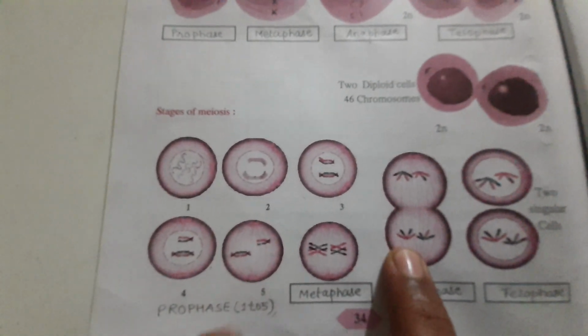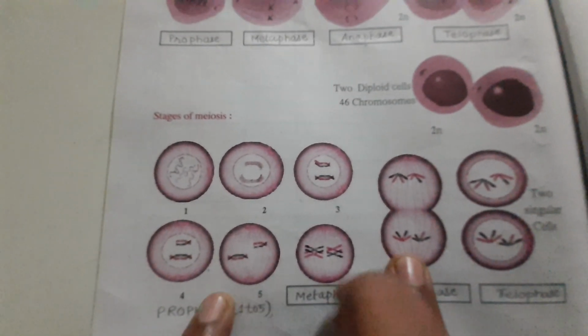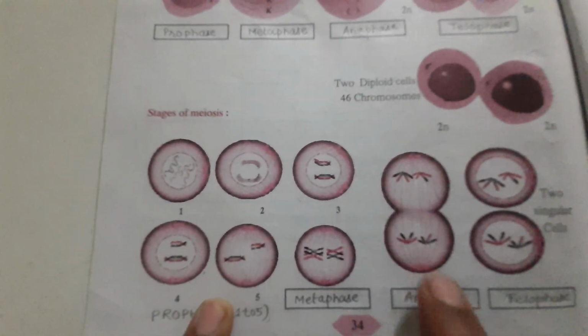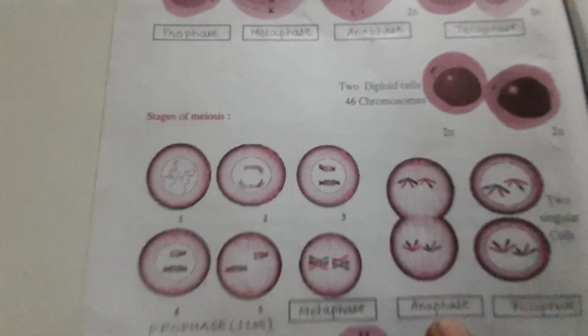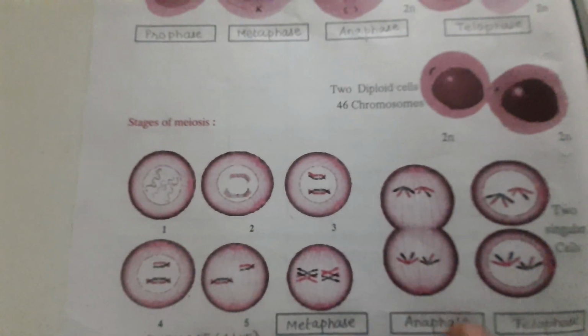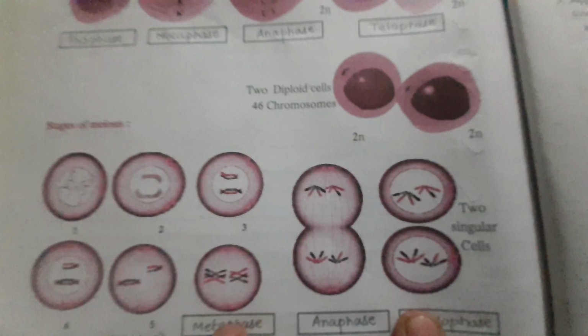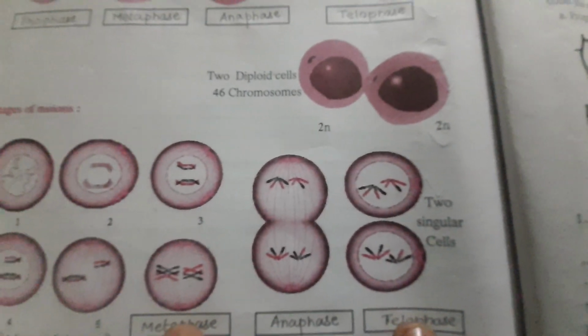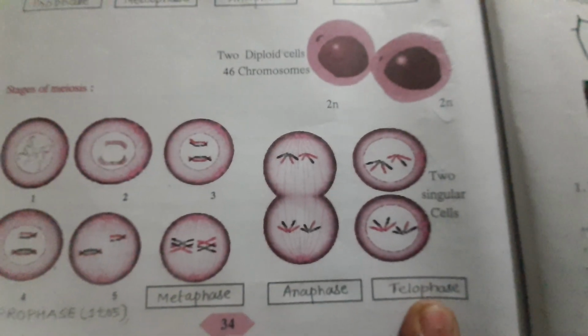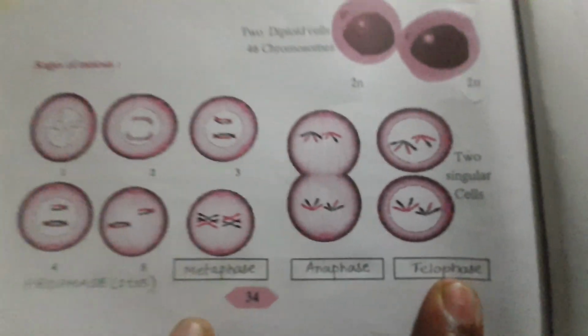So it is a bunch of chromosomes and the sister chromatids that have been pulled by the spindle fibers. So this is anaphase. You can see here the bunch of bananas. The last phase is telophase, where two daughter single cells are formed. So you have to write here telophase. In this way you have to fill this blank.